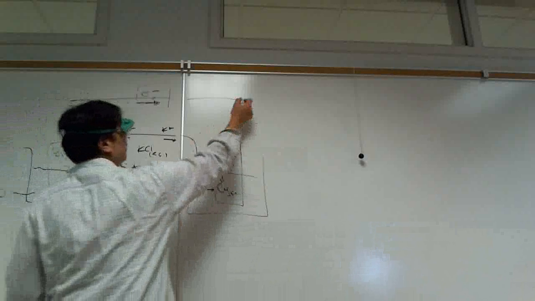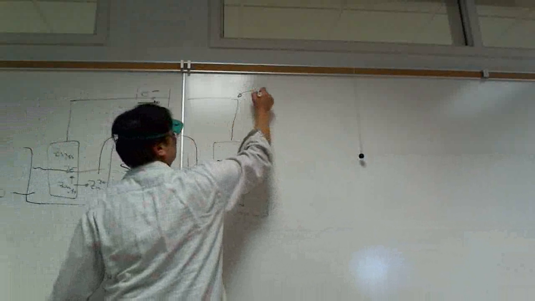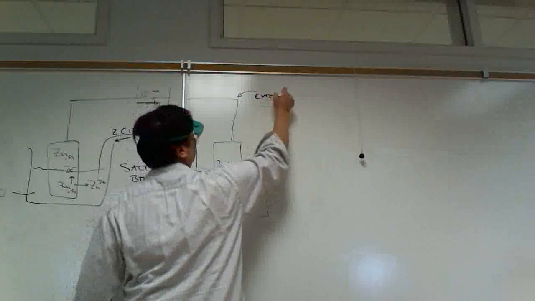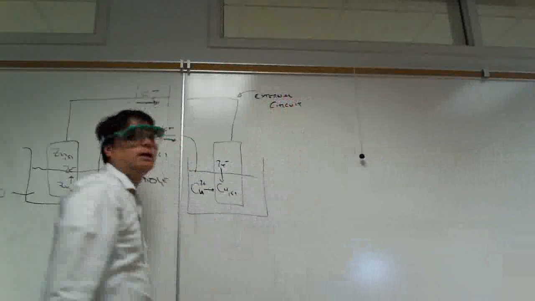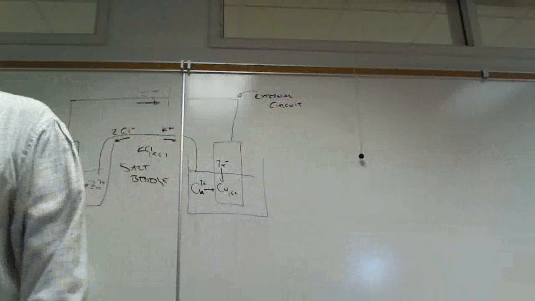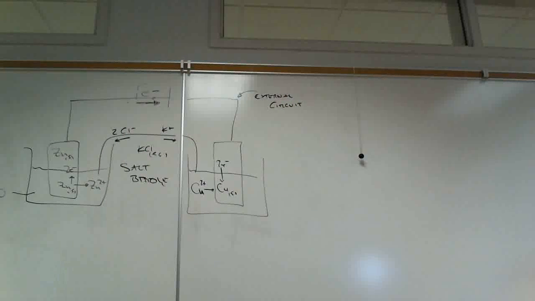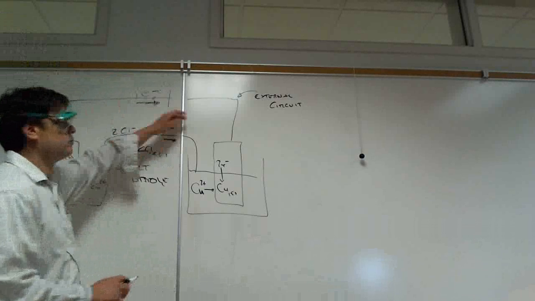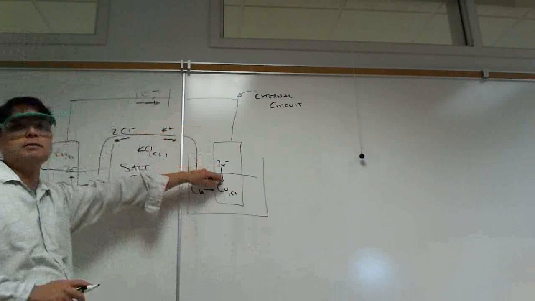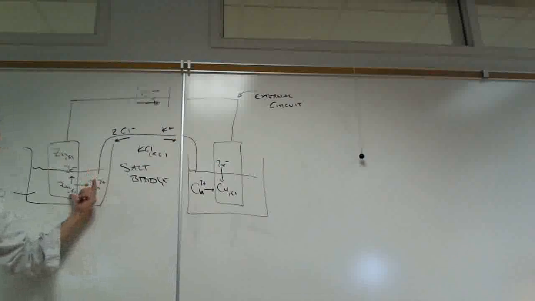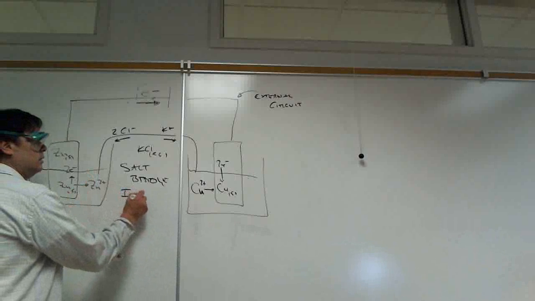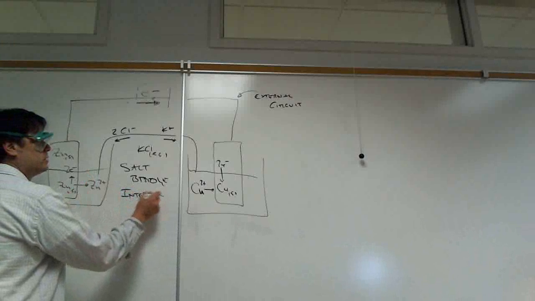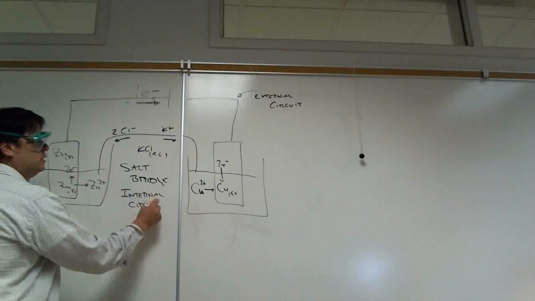This is our external circuit. We can't build a battery with an external circuit alone because we have to maintain electrical neutrality. If all the electrons flow from left to right, then this is going to build up in negative charge, this is going to build up in positive charge. And so we have to have an internal circuit that reverses that.